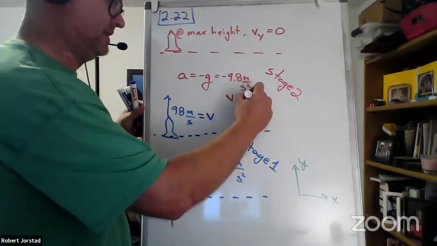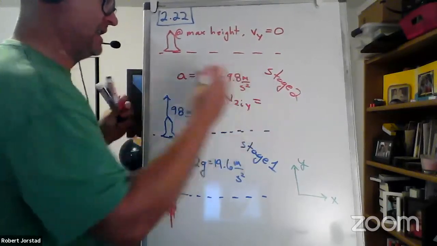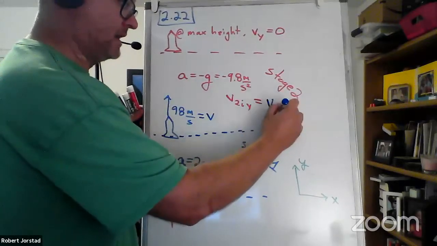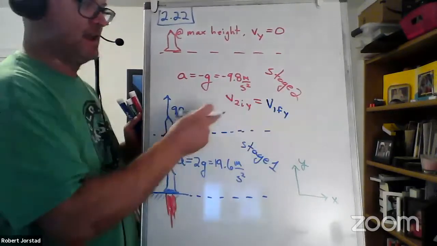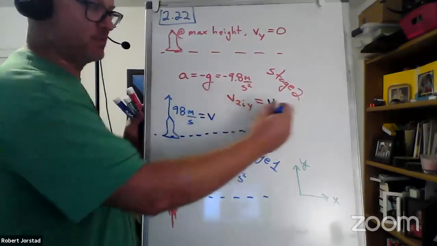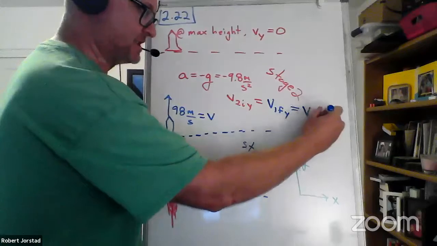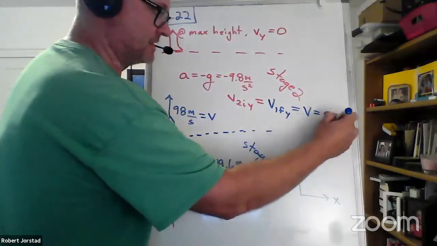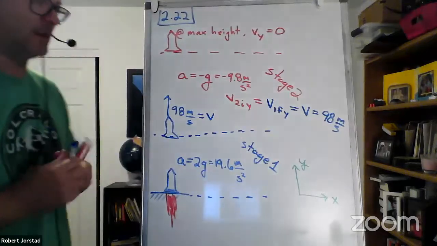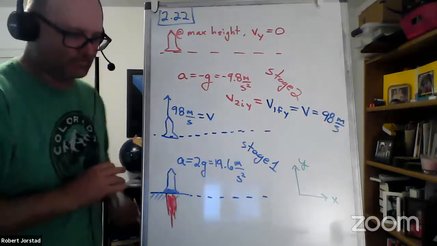V2 initial in the y direction is equal to V1 final in the y direction. The initial for stage 2 is equal to the final from stage 1, which we said was V, which we said was 98 meters per second. You could tell we're not worried about sig figs here. All right.